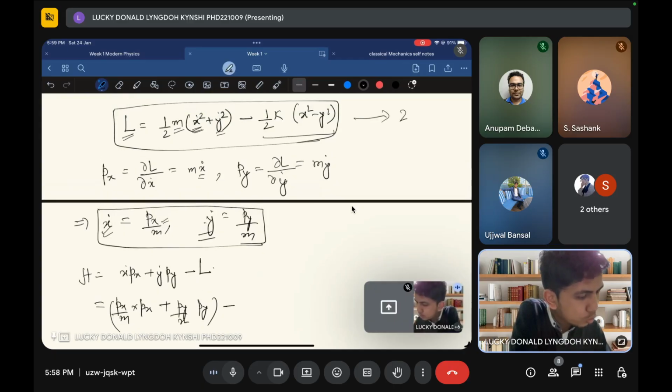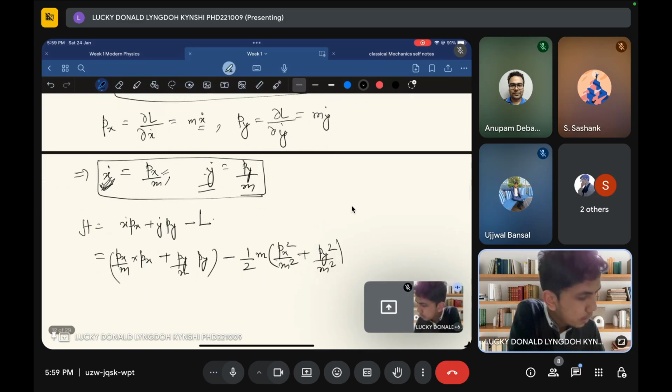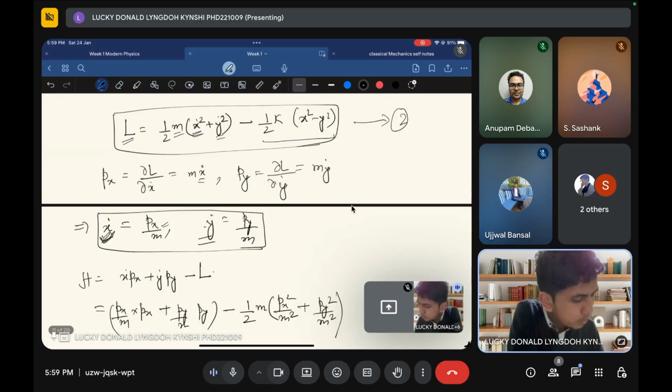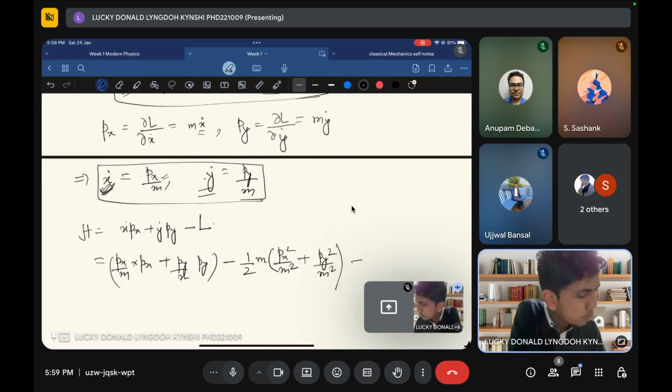Let me name this as equation 2. The Lagrangian is equal to half m times x dot square plus y dot square. What is x dot square now? You put it in terms of px, so it will be px square by m square, and y dot square also gives py square by m square, isn't it? And minus, but this minus term is here, so minus into minus you will get positive, plus half k times x square minus y square.